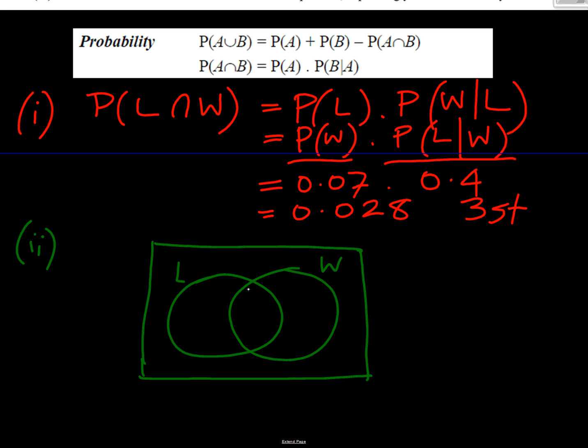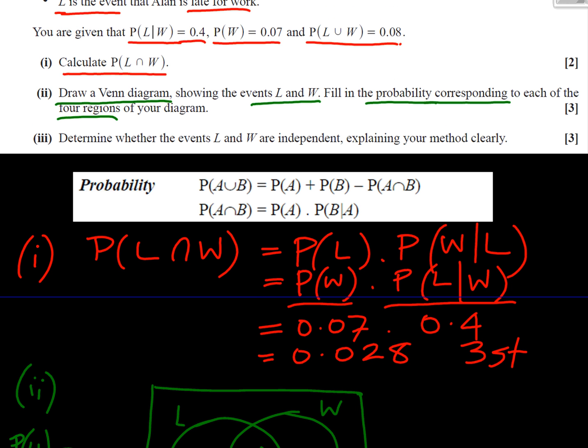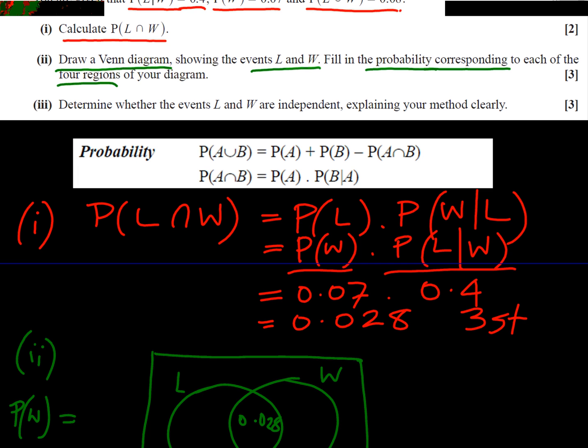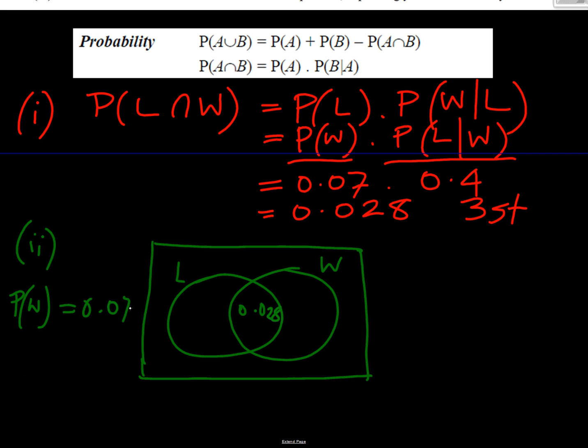Well, we've just worked out that the intersection of L and W has a probability of 0.028. So that was our point from there. We also know from earlier that P(W) equals, let's just get that one down, 0.07. So therefore we can work out very quickly the probability.